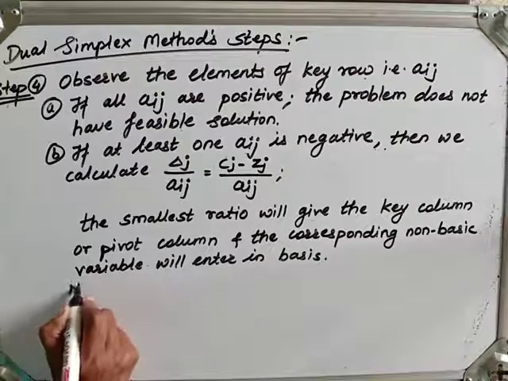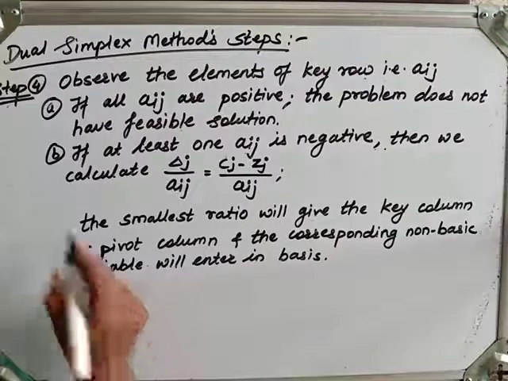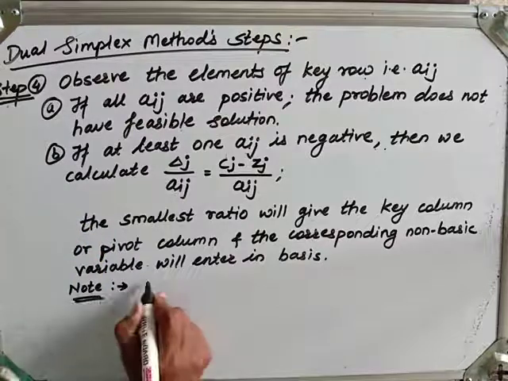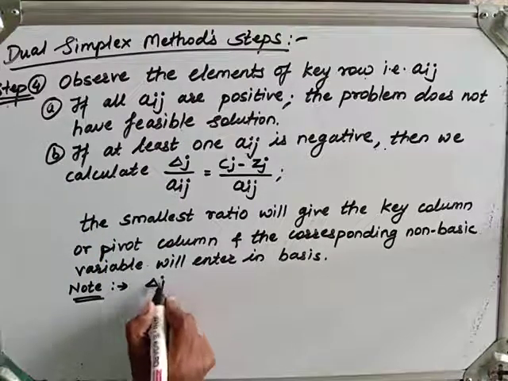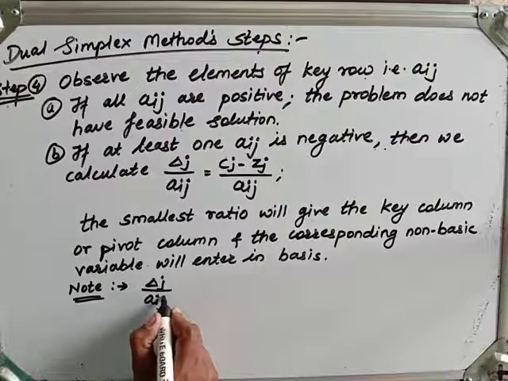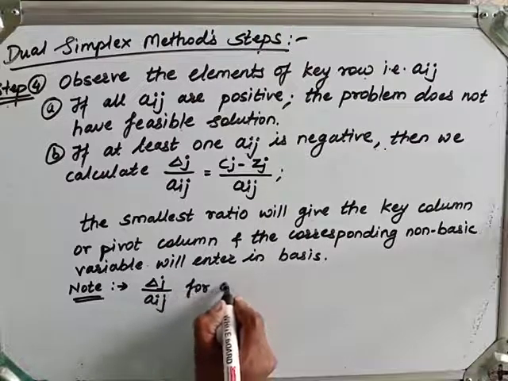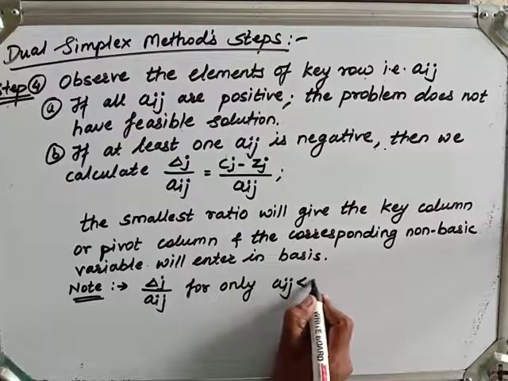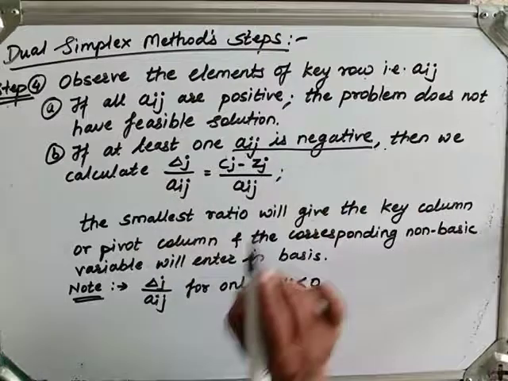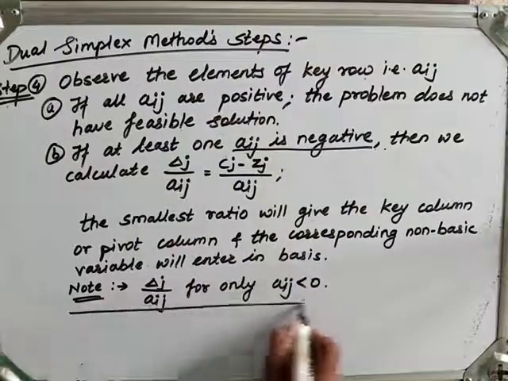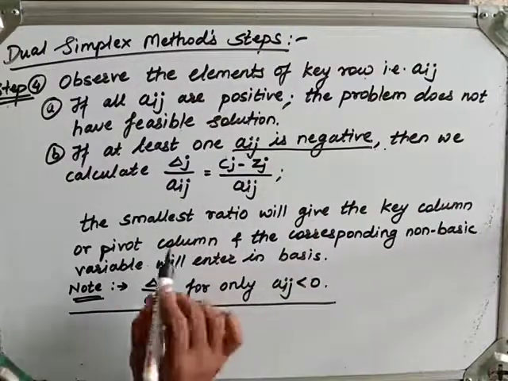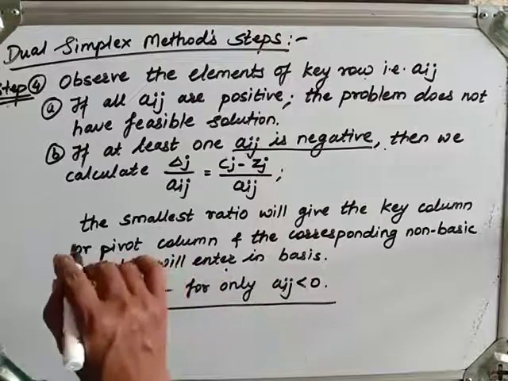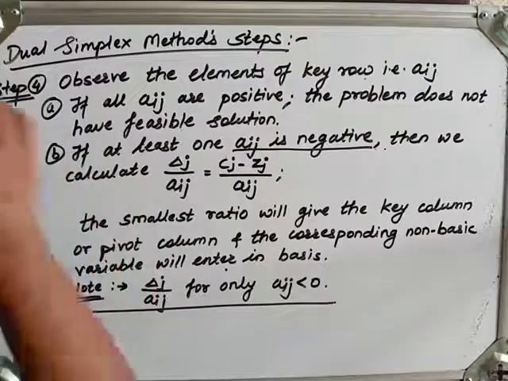Now here you should note, in the second point, we have to calculate this del j upon Aij only for those Aij that are less than 0, the negative ones. This is important. So we get the variable which enters the basis and the variable which leaves the basis, which means we get a pivot element.